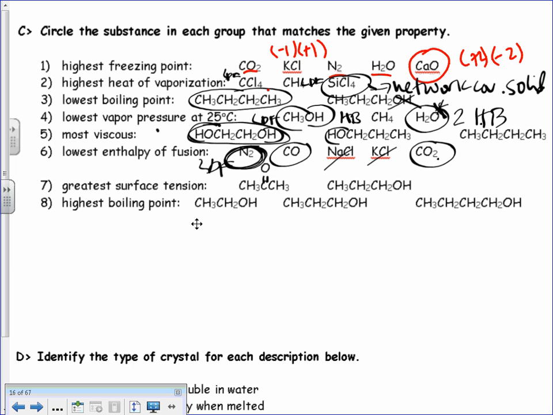Greater surface tension, what's it asking for? Highest IMF. Who would have the highest IMF? Propanol. Use your words. This is propanol. Why propanol versus, what's the name of this?